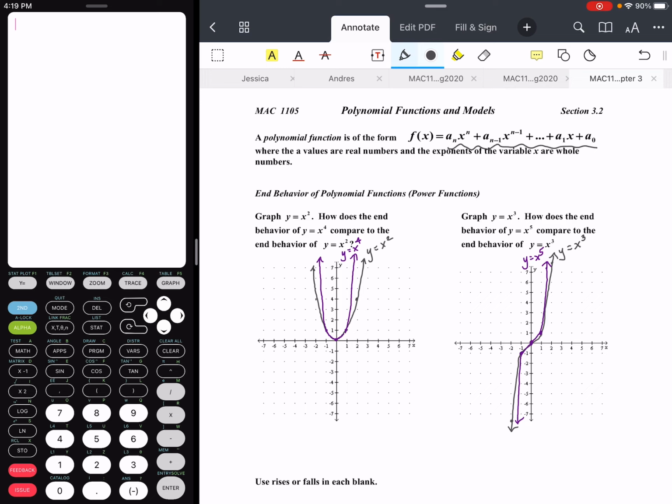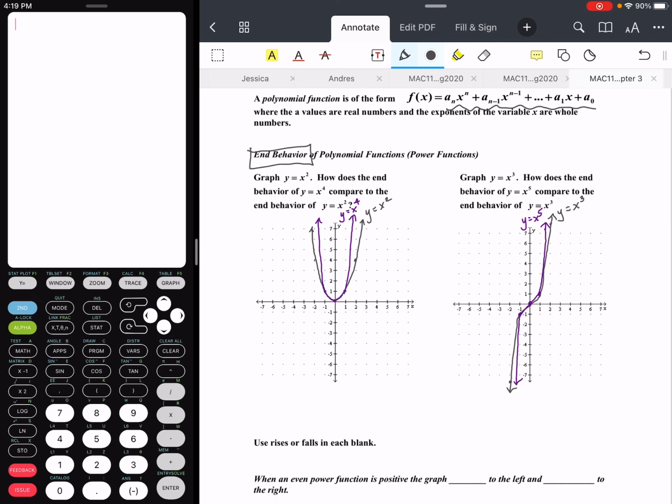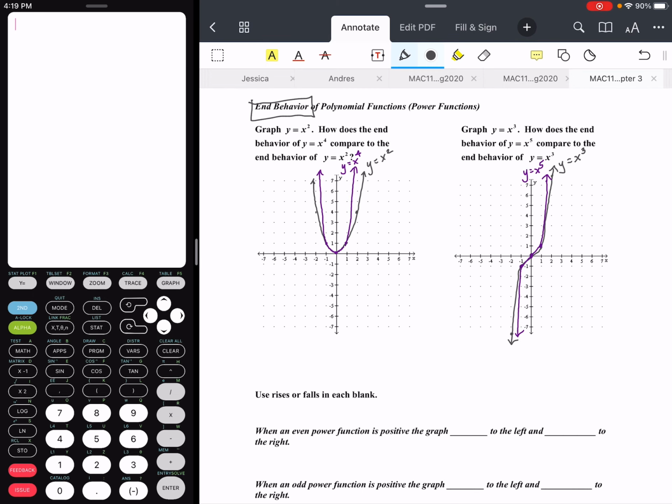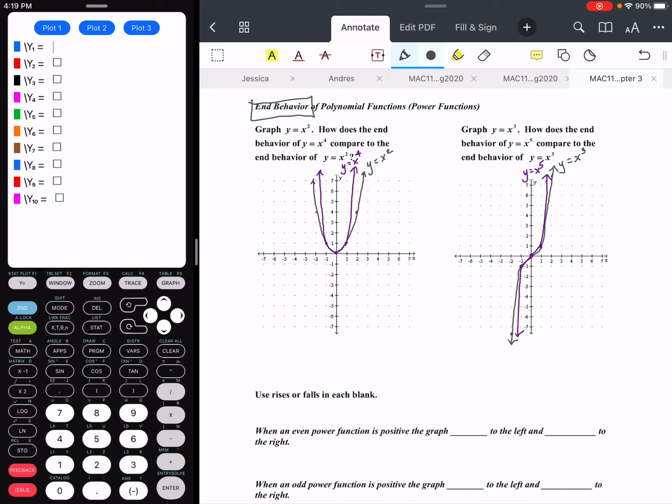So first, we're going to talk about what's called the end behavior of polynomial functions. To do this, I want to look at a couple of graphs and compare them just to see how they're different and how they're the same. I've got these rough sketches over here, but we can also pull them up in the graphing calculator. So over here on the left, it says graph y equals x squared. So let's go ahead and do that.